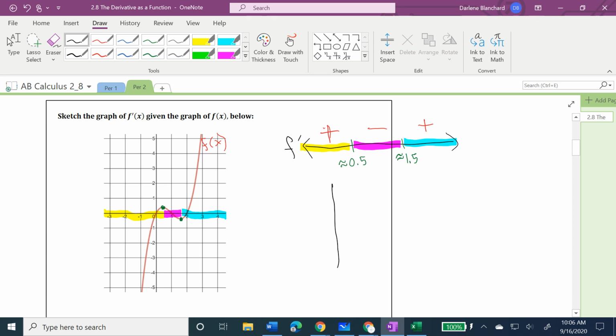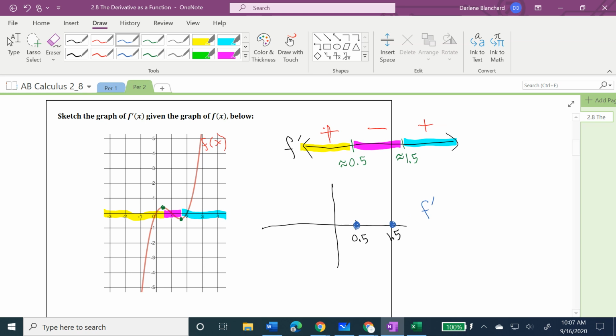Where f of x has a 0 slope, f prime has a 0 y value. It is the only y value you can be sure of when you're just looking at a graph visually. So I'm going to put 0.5 here just so that I have something. Maybe I'll make that line be 1.5. These are places where I know that f prime crosses the x-axis. And I'm going to label that I'm drawing f prime.